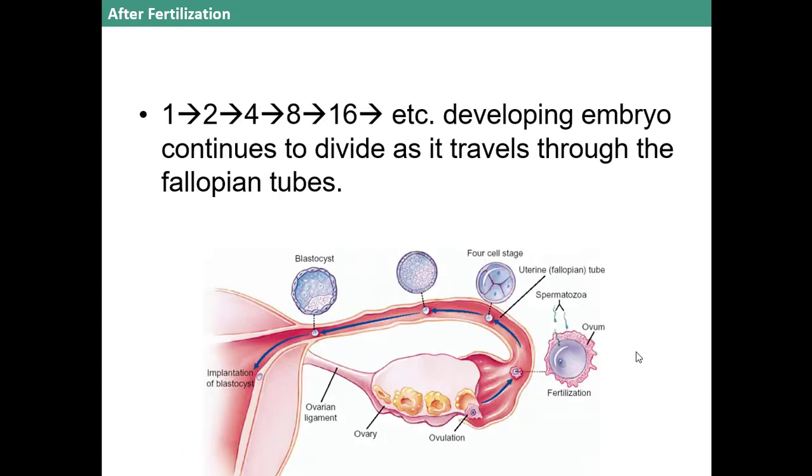So keep in mind, during this process of cell division, as this goes from a single-celled embryo to 2 cells, to 4 cells, to 8 cells, to 16 cells, initially this is called a zygote. And then after about 72 hours, when it reaches the 16-cell stage, this is called a morula. Keep in mind, this process of cell division is occurring in the fallopian tubes. As this embryo is dividing, it's making its way into the innermost lining of the uterus called the endometrium.